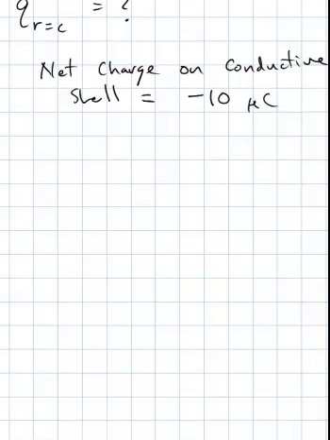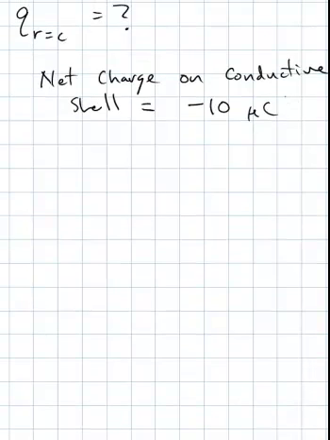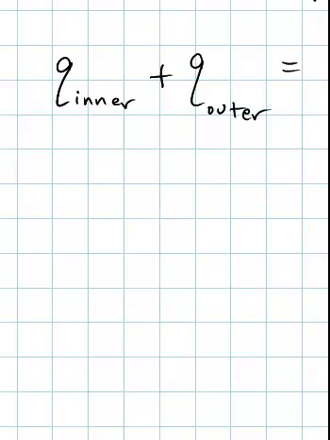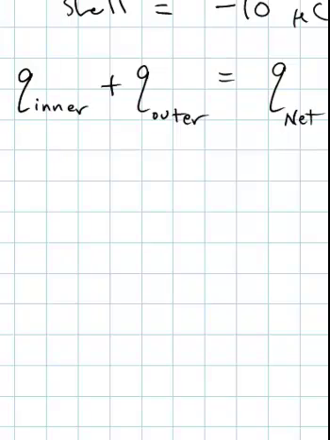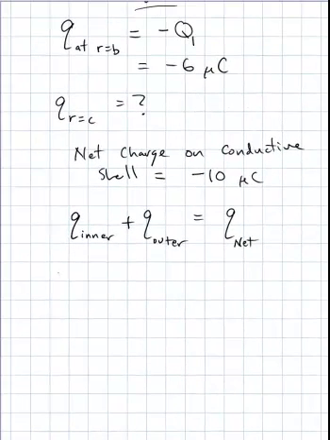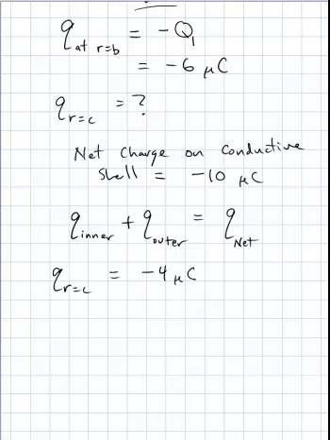And we know negative 6 of that went to the inner surface. So what's left over has to be on the outer surface. So we know the Q on the inner surface plus the Q on the outer surface has to equal the net charge on our conductor. And so if negative 6 microcoulombs is on the inner surface and our total is negative 10, then our outer surface, which is r equals C, has to have negative 4 microcoulombs.